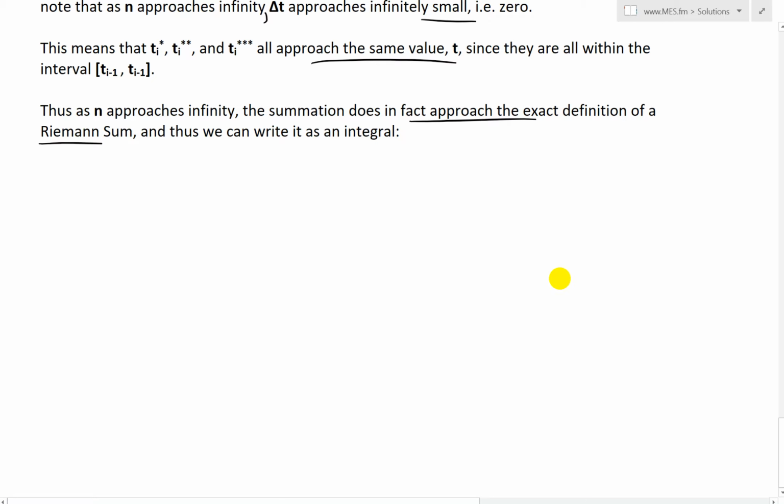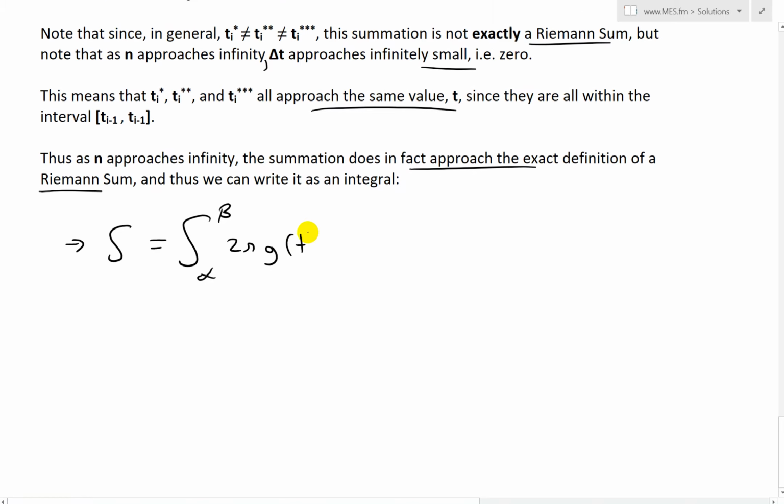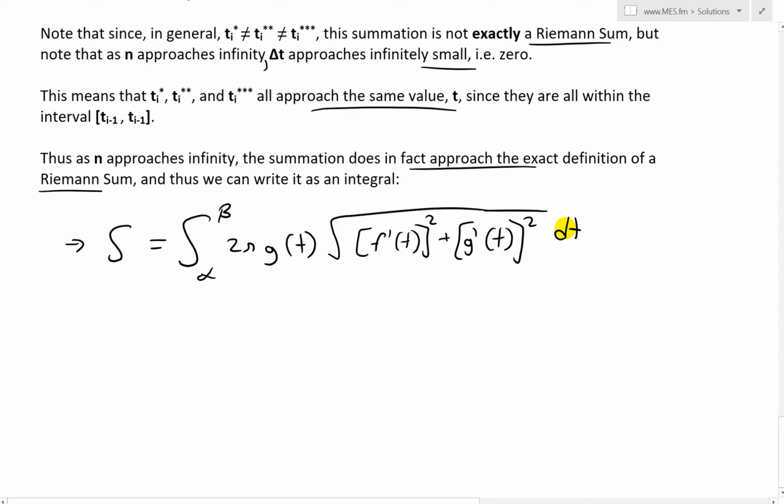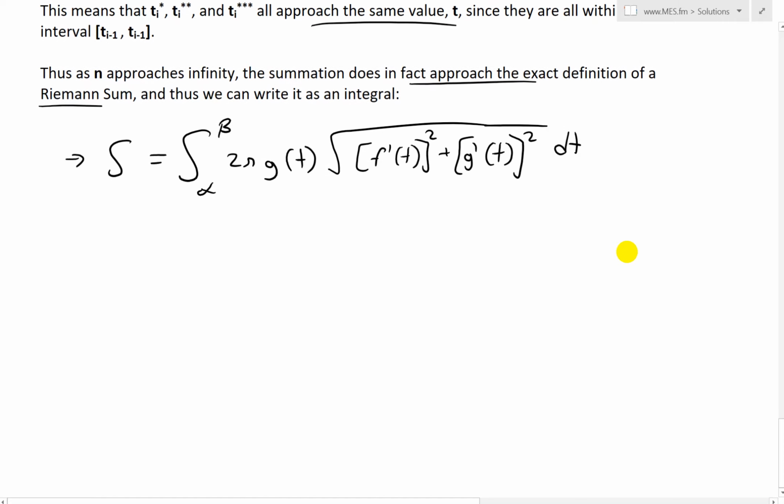So what we end up having is, by definition of the Riemann sum, s, the surface area, is equal to the integral from alpha to beta of 2 pi. Now we just use these all approaching the value t, just a random point t, and then square root. So write g of t like that. Square root of f prime of t squared plus g prime of t squared, and then we have a dt. So the delta t approaches infinitely small. Call that dt, that's just our delta t approaching dt, an infinitely small distance across.